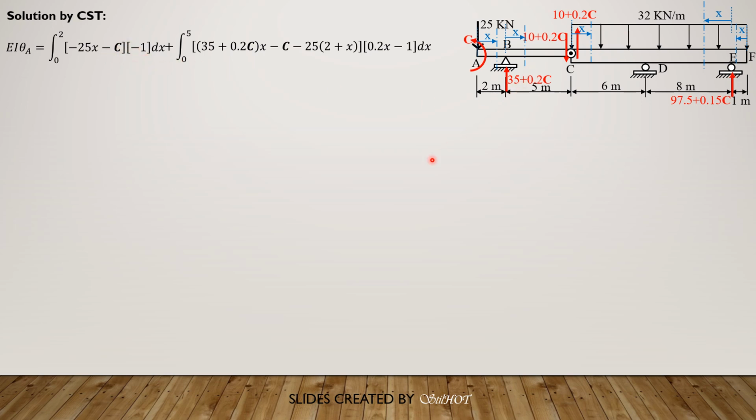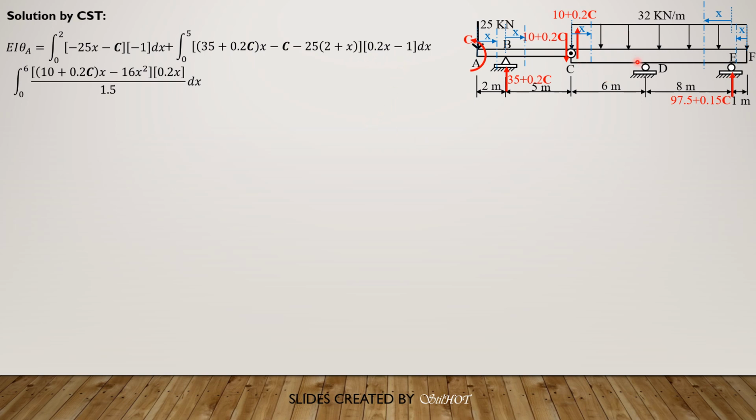Then for the next section, it is equal to the integral of quantity 35 plus 0.2 C minus 25 times (2 plus x) minus C, which is this. Then the derivative of this moment equation is 0.2 of x minus 1, dx over 1.